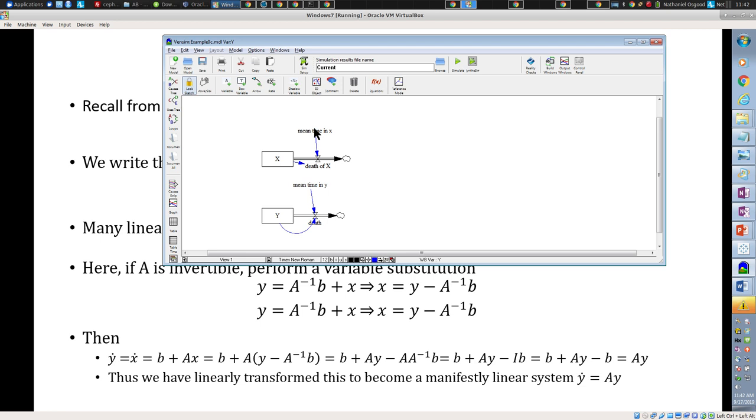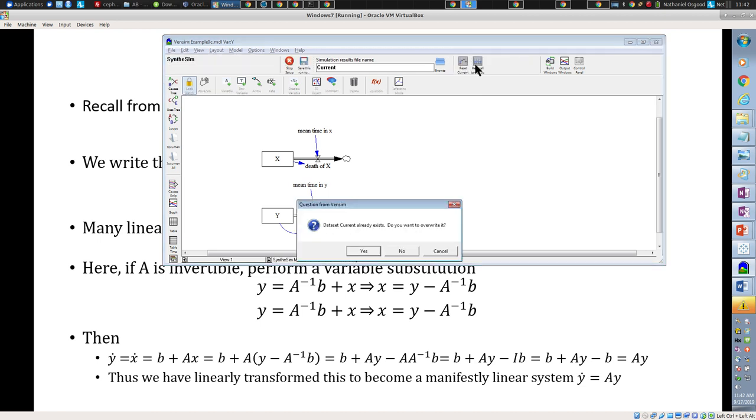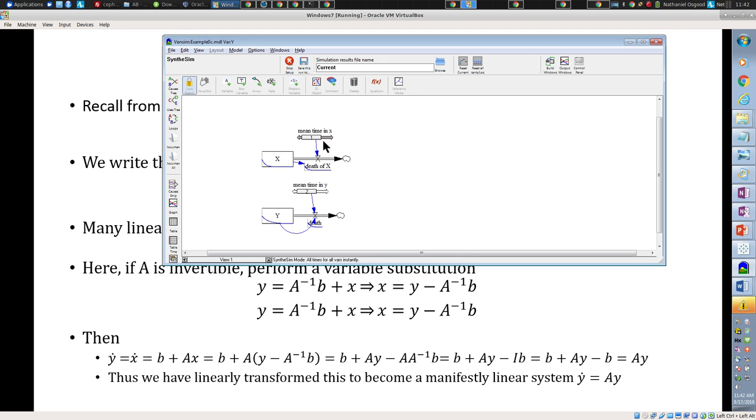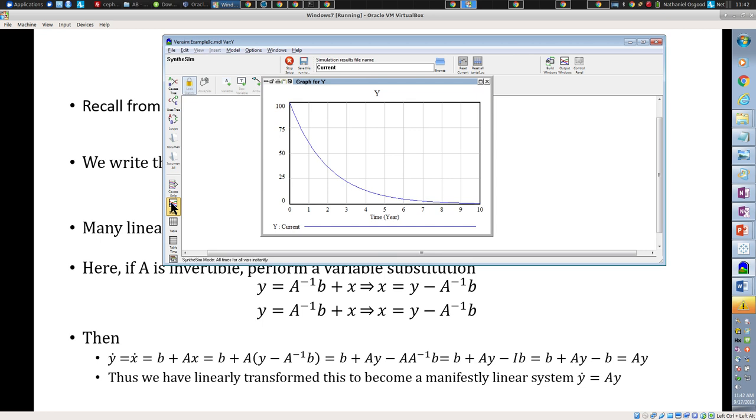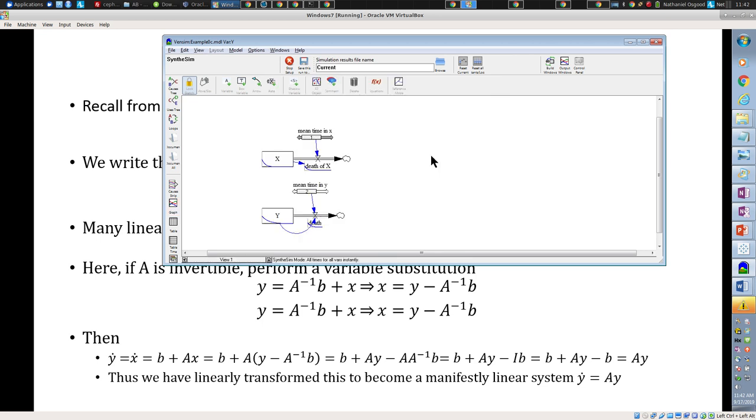Okay? So here's a system that is obviously decoupled. We're going to run it here in synthesis. Okay, there we go. So here we have a mean time in X of 1 and a mean time in Y of 2. Are we okay with that? X is starting at 400, and Y is starting at, by the way, this is not the same Y we used there, it's a different Y, 100. The mean time in Y is 2, the mean time in X is 1.